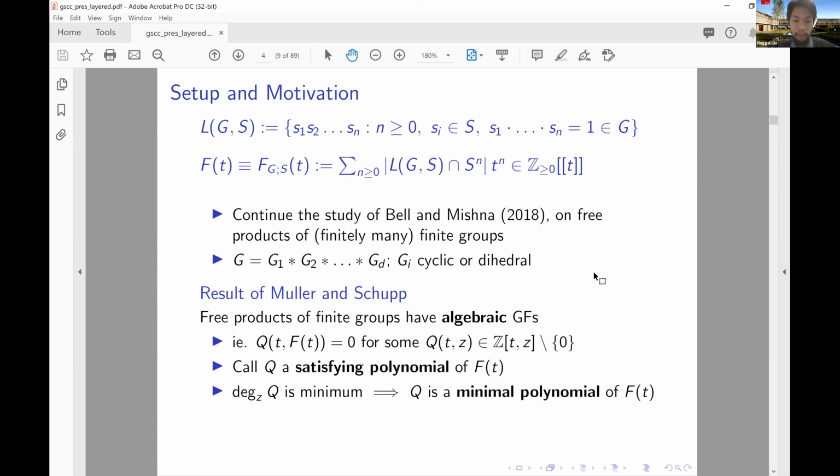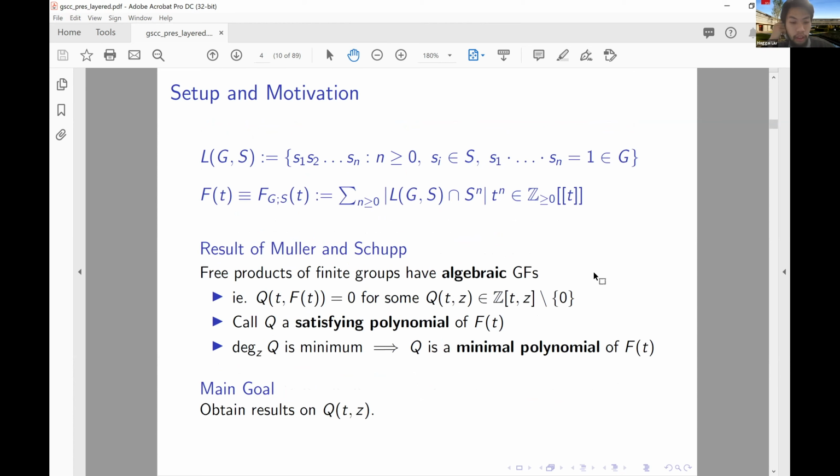An important fact we must state is that free products of finite groups have algebraic Cogrowth generating functions. That means there exists some polynomial q(t, z) with integer coefficients, obviously not identically zero, that solves our Cogrowth series f(t). We'll call q a satisfying polynomial. If its degree in the z variable is as small as it possibly can be, we'll call it a minimal polynomial. So our main goal here is to obtain a bunch of results and bounds on this q that we just defined.